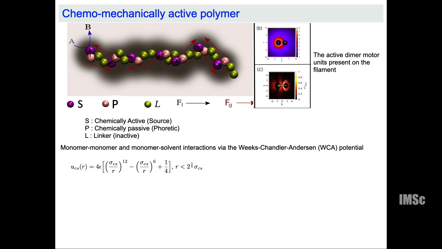So, individually, if I look at each of these Janus particles, you have a catalytic site where the reaction goes on. A fuel is getting converted to the product. A is getting converted to B.